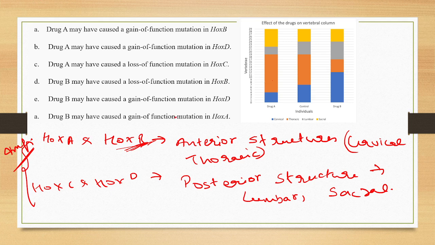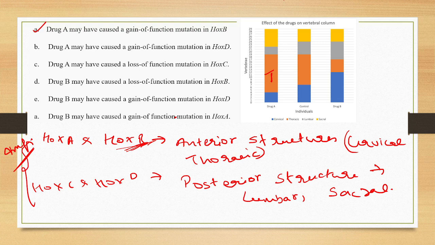Then the second statement is: drug A may have caused a gain of function mutation in HOX-D. Will that be a correct or an incorrect statement? It can also be a correct statement. Why? Because there can be a gain of function mutation in HOX-B, since the thoracic region has increased. HOX-D is responsible for posterior structures such as lumbar and sacral.